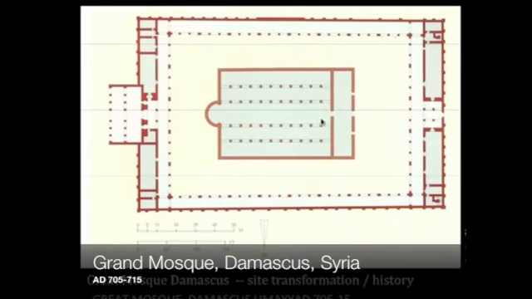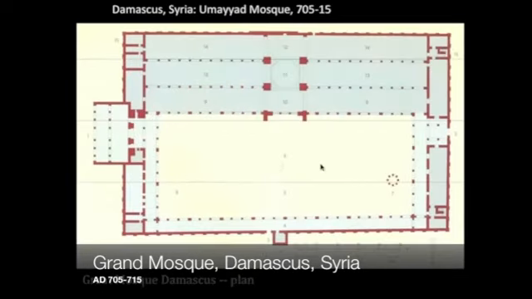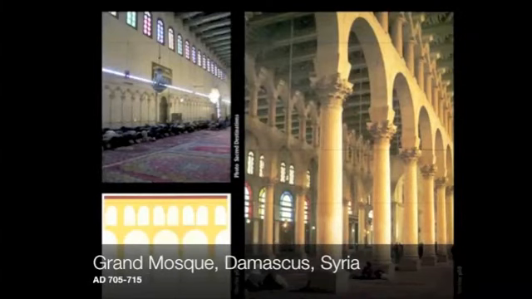You can see how different the organization of this space is, where it's really directional, it's really hierarchical. There's a really strong difference between the beginning of the procession and the end of the procession, as opposed to the space of the mosque. And this is what it looks like on the inside, and I think this is pretty spectacular.